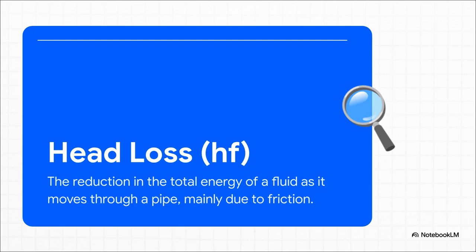What is it? Imagine water is carrying a backpack full of energy when it starts its journey. As it flows through the pipe, friction with the pipe walls is like a little thief that keeps stealing bits of that energy. That loss of energy is what we call head loss. And it's a huge deal because if you lose too much energy, by the time the water gets to its destination, it won't have enough pressure to even come out of the tap.